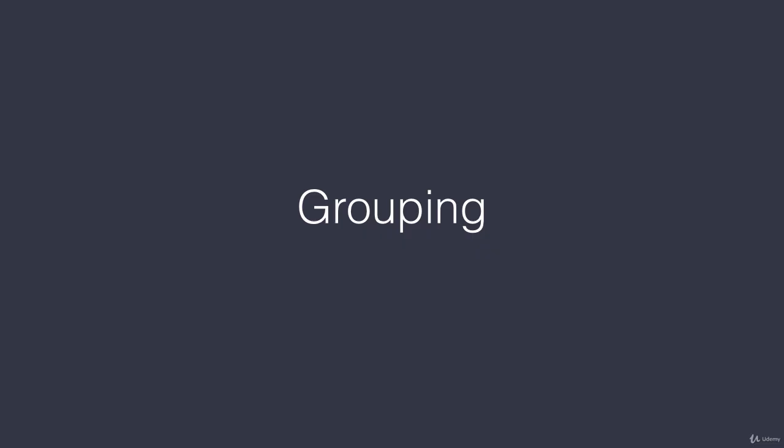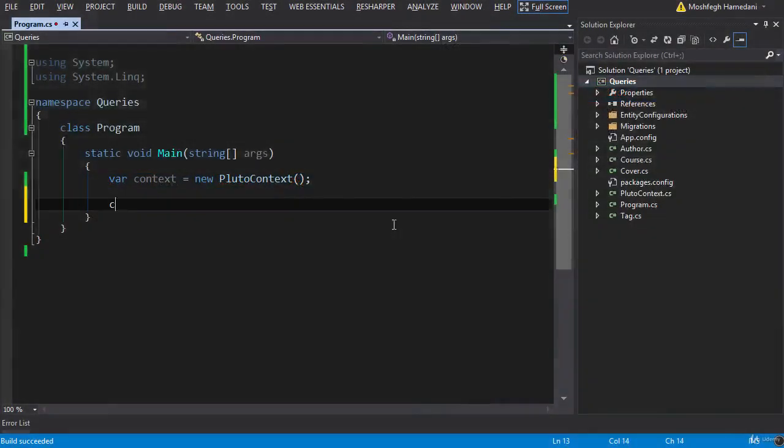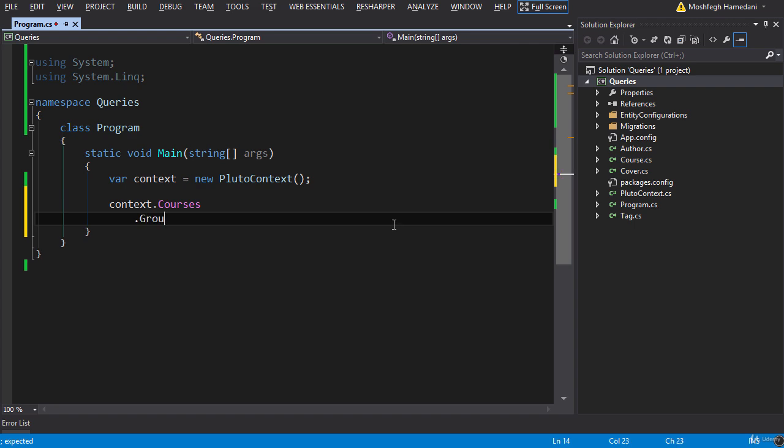Next, grouping. So as I told you in the last lecture, grouping in LINQ is different from grouping in SQL. In LINQ, we use GroupBy to break down a list into multiple groups. So imagine we want to break down all courses by their level. So we want to get 3 groups, group 1, group 2, group 3, and each group will have all the courses in that level. So context.courses.GroupBy.